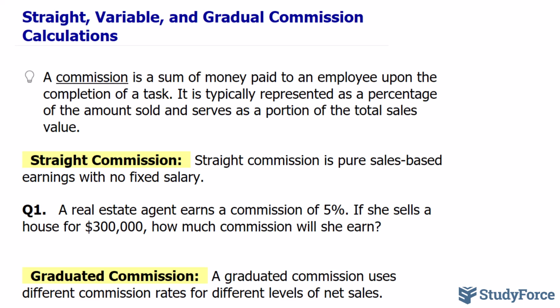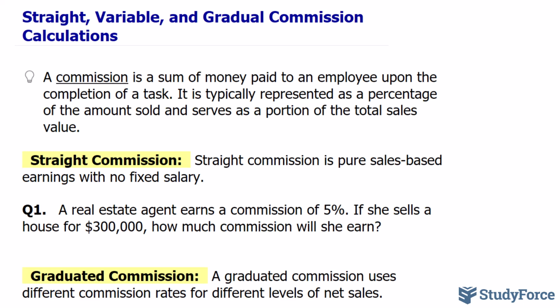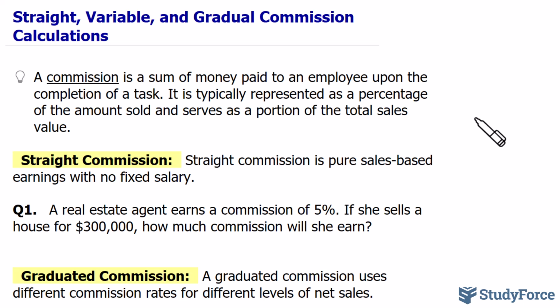Straight commission is a pure sales-based earning with no fixed salary. Here's a scenario. A real estate agent earns a commission of 5%. If she sells a house for $300,000, how much commission will she earn? To answer this problem, we need to rely on the percent proportion formula, and we've used this in past videos.